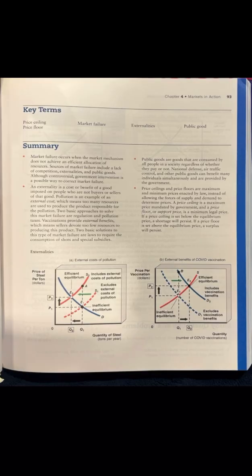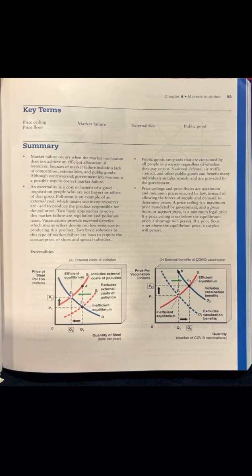Vaccinations provide external benefits, which means sellers devote too few resources to producing the product. Two basic solutions to this type of market failure are laws that require consumption of shots and special subsidies. Public goods are goods that are consumed by all people in society, regardless of who pays for them. National defense, air traffic control, and other public goods can benefit many individuals simultaneously and are provided by the government.